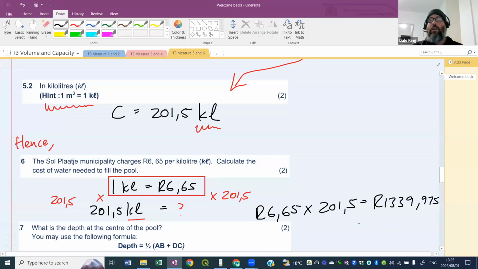1339.975, but I'm rounding off to 2 decimal places wherever I can. So that's 1339.98. I hope you all got that. Rounding off. Yes, okay, good. Some people rounding, some people not rounding.